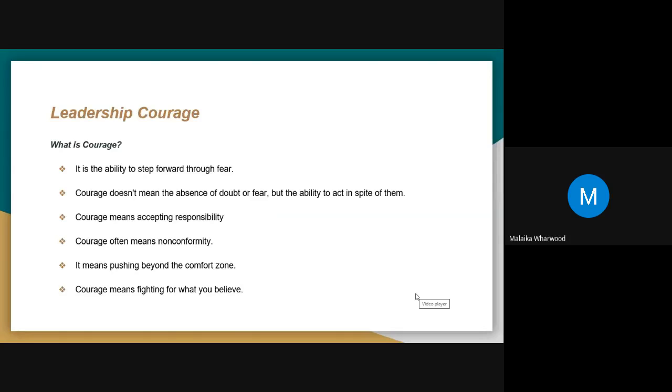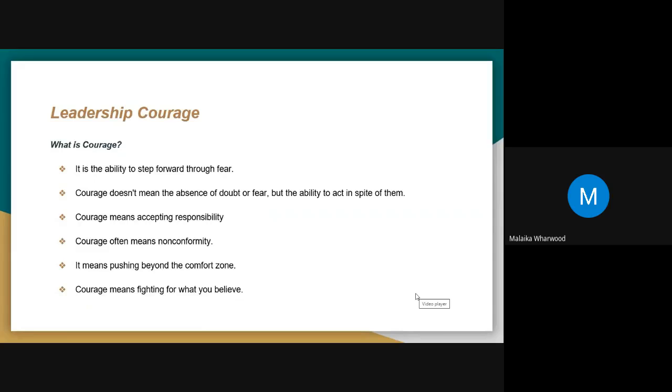Leadership courage. What is courage? Well, it is the ability to step forward through faith. Courage doesn't mean the absence of doubt or fear, but the ability to act in spite of them. Courage means accepting responsibility. So when you accept responsibility, you make a real difference in the world, because then you are willing to step up and take personal responsibility.